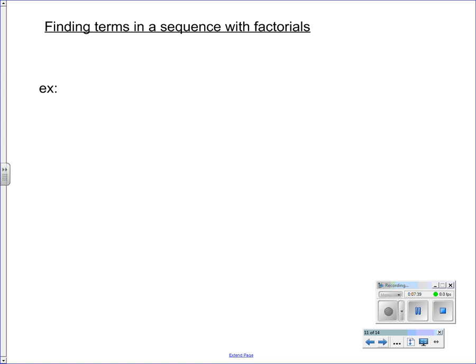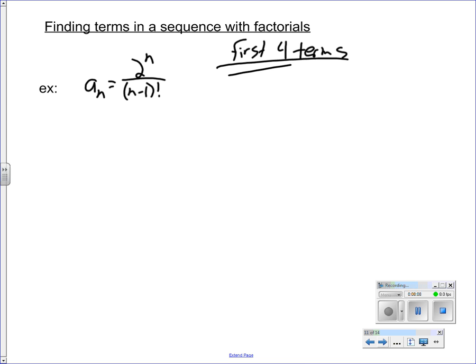So if we had a sequence that looked like this, an, our general term in the sequence, is 2 to the n over n minus 1 factorial. Let's say we want to find the first 4 terms. So just like in our video from day 1, first thing we'll do is start with our first term, n equals 1.